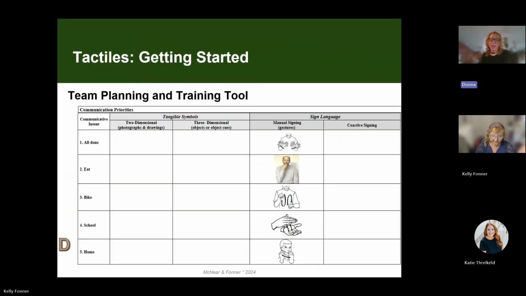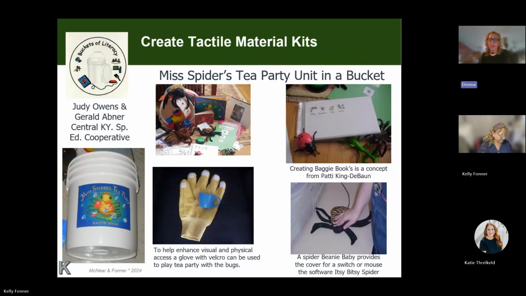Kelly, I just want to say, I think that's a great example of collaboration and creating access for all kids using all learning channels. I just love this stuff that they did.